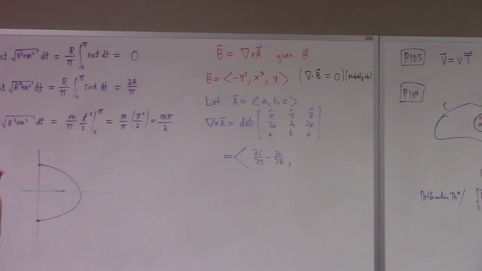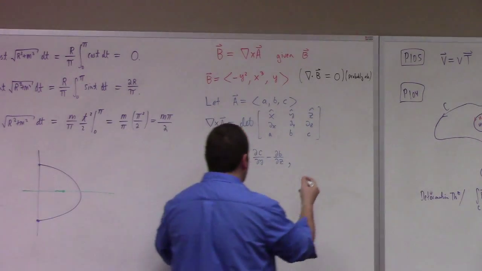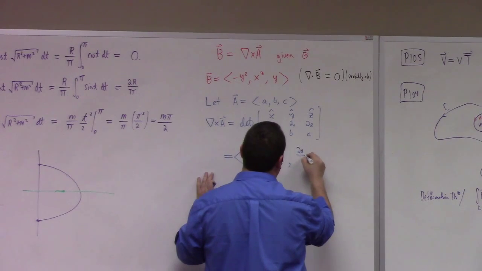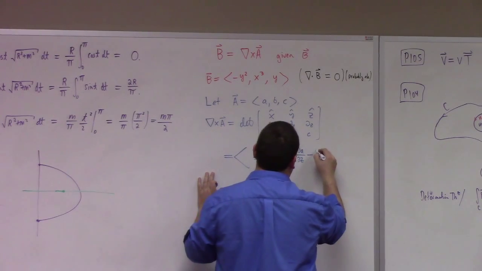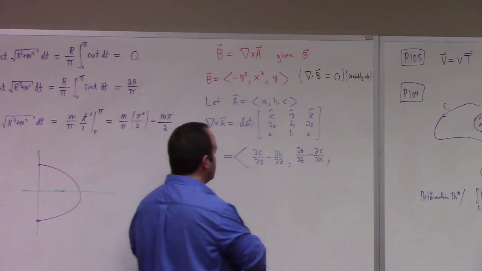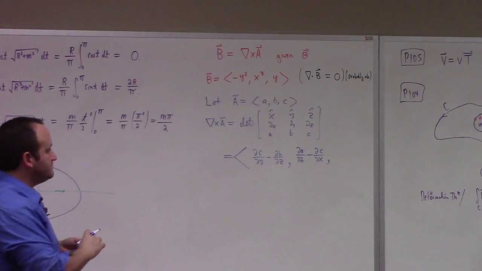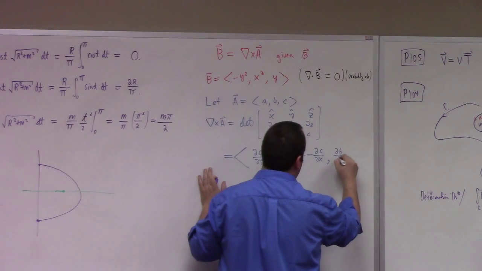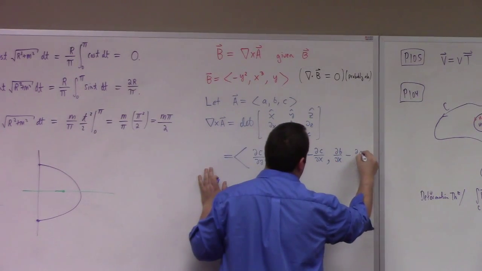There's always this kind of duality in each thing in the curl, right? The x component involves y and z stuff. The y component involves x and z stuff. The z component involves x and y stuff. Same thing here. For y, partial a partial z, minus partial c partial x. And then the z component: partial b partial x, minus partial a partial y.